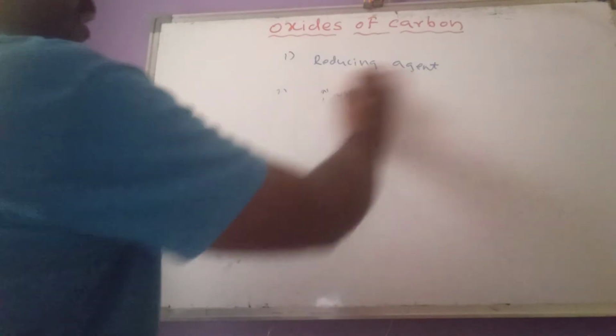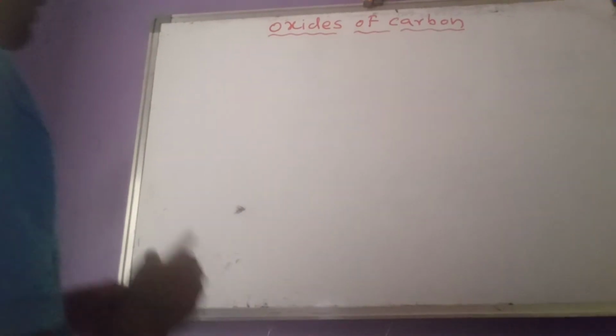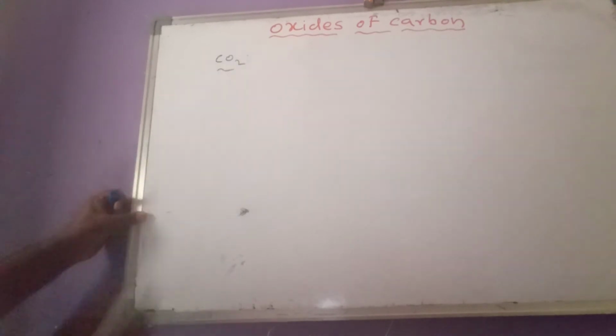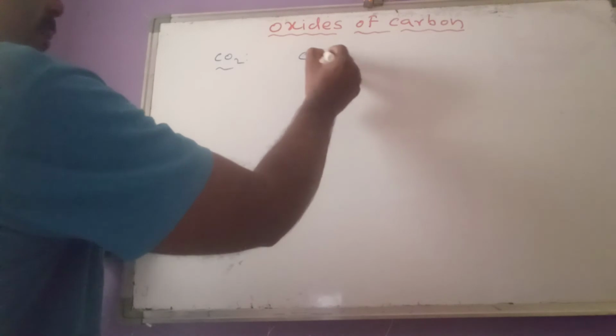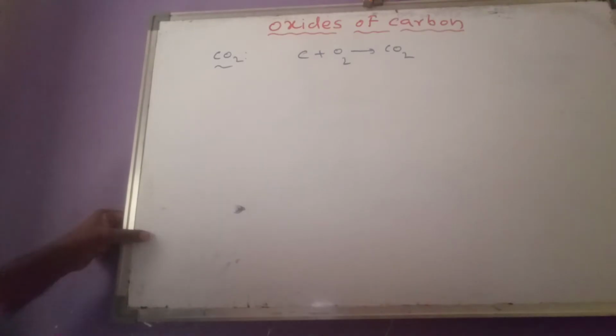Okay, now let us see another oxide of carbon, that is carbon dioxide, CO2. Let us see the preparation here. Carbon on combustion produces CO2, carbon dioxide.